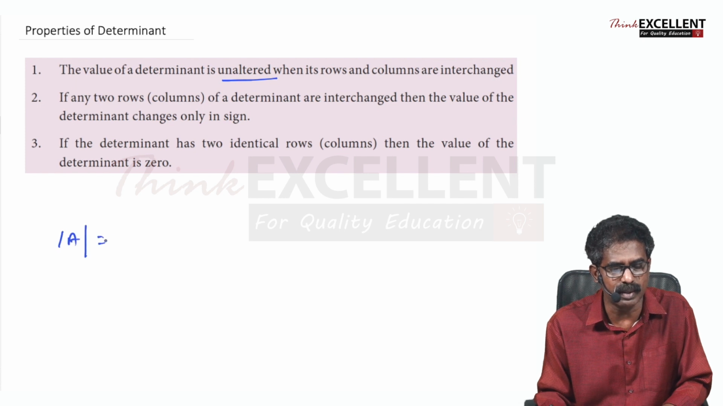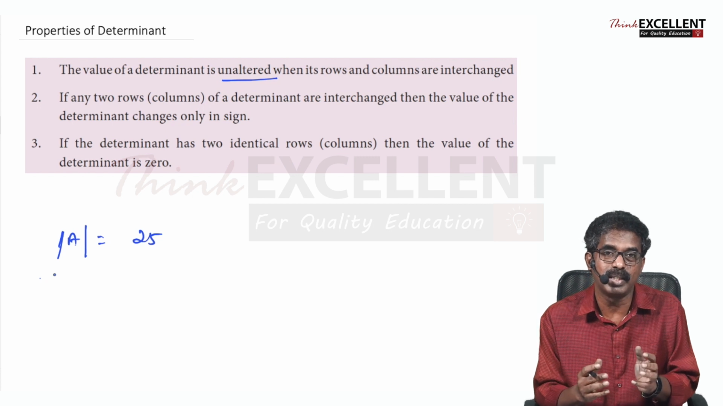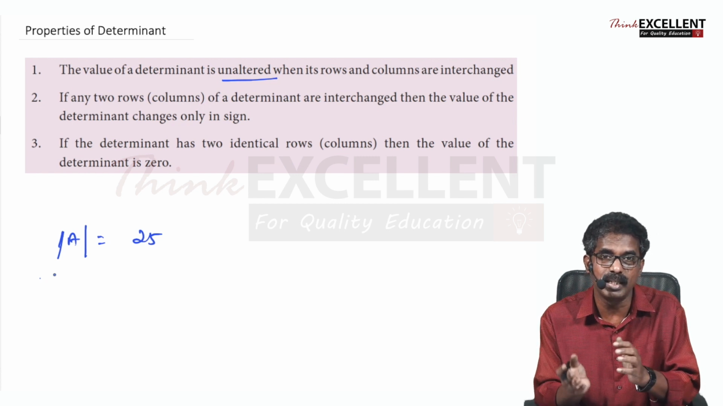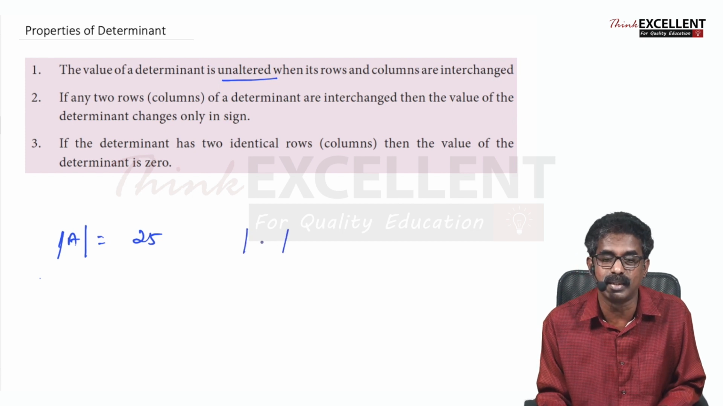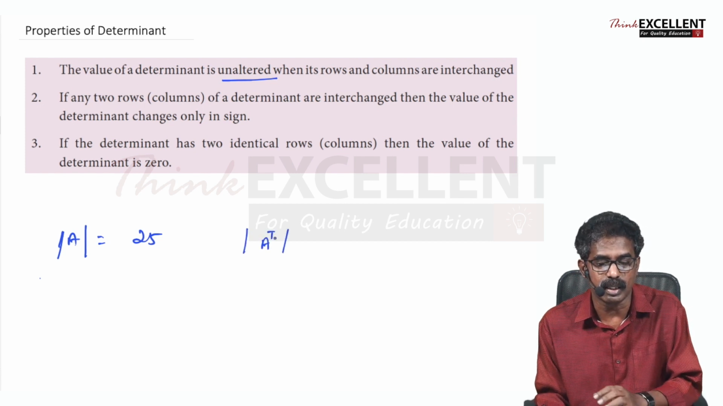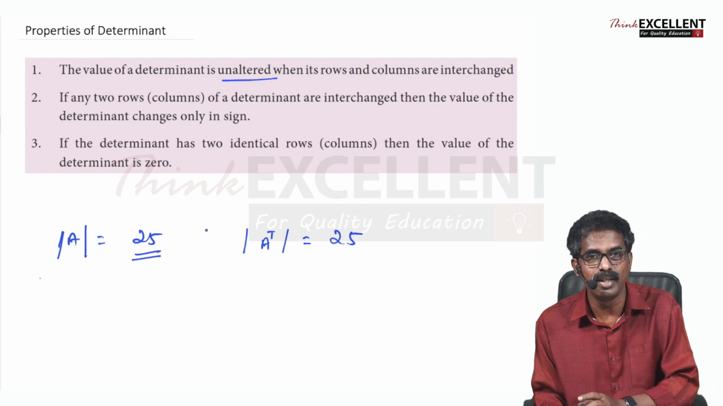Suppose a determinant is given, say its value is 25. Now we give it some change. What change do we give? We are interchanging rows and columns. You are getting a new determinant, right? The value is unaltered. The first determinant's value is 25, and here also 25.